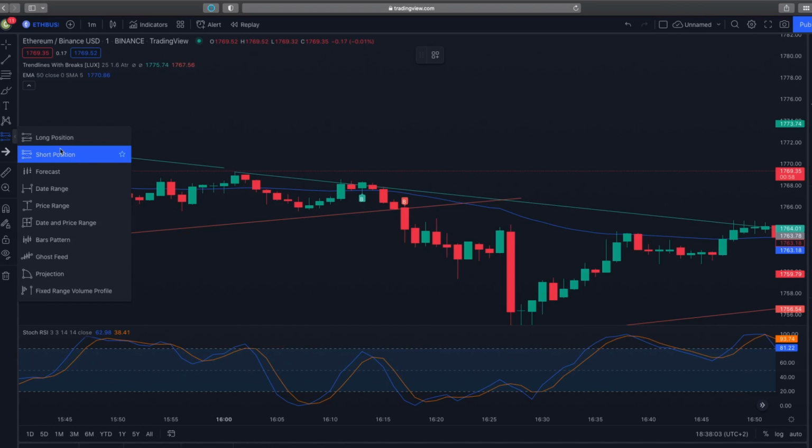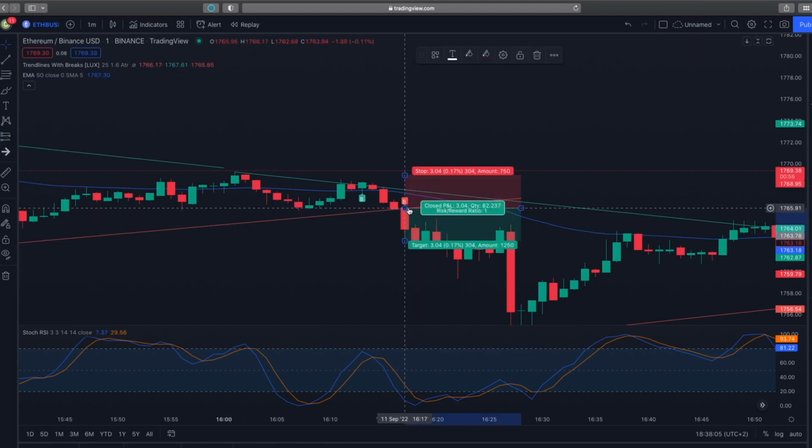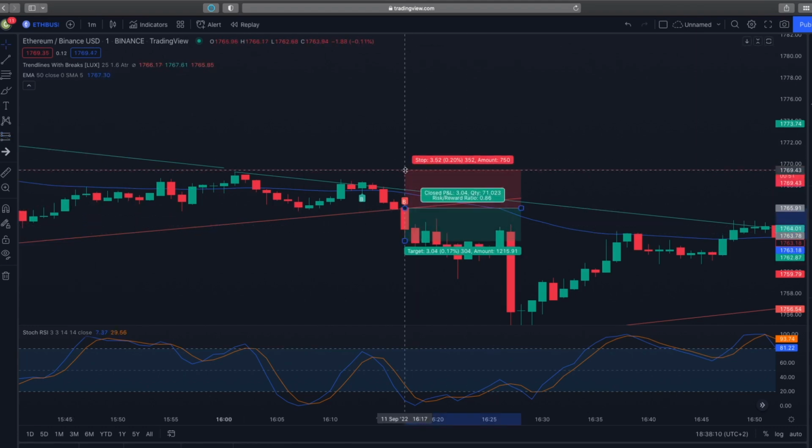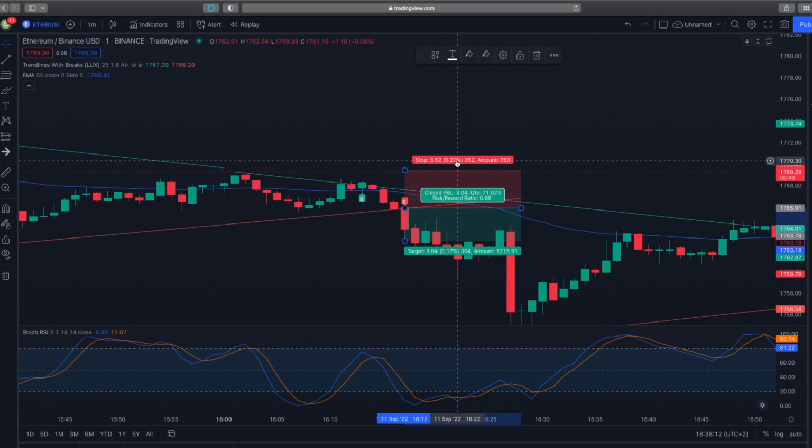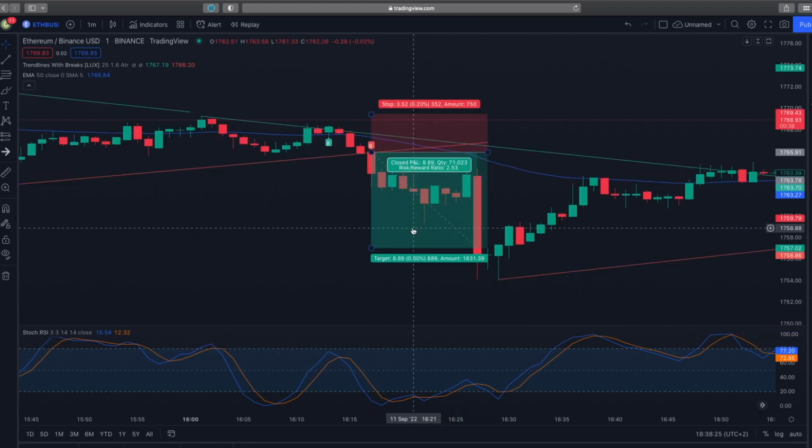So let's do that. Opening a short, putting a stop loss at previous swing high, which is here, 0.22%. So that would be a small loss if the trade went the other way. And following the strategy, this would have been a winning trade.